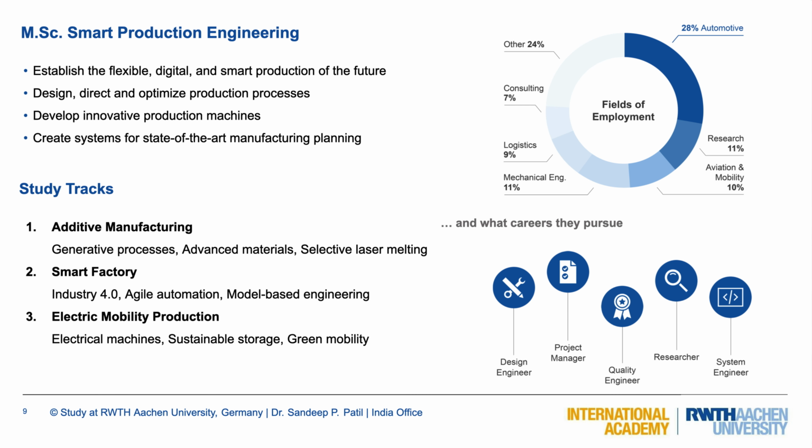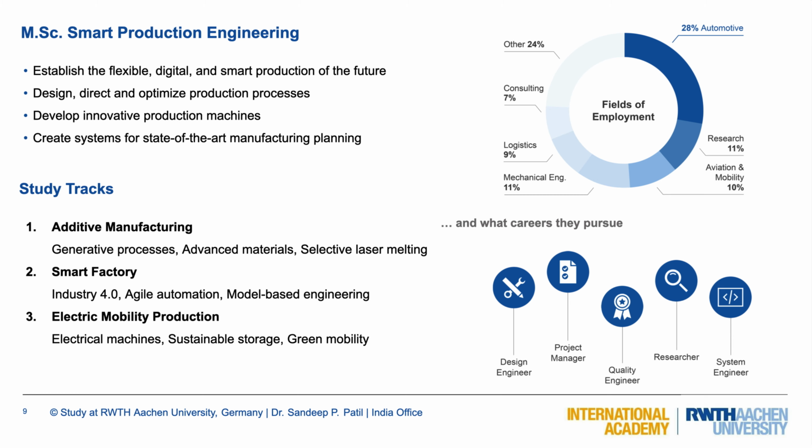Next one is production engineering. Smart production engineering is one of the interesting fields. You'll find it in Aachen. RWTH is one of the institutions providing this smart production engineering program. RWTH is one of the biggest in Europe providing solutions for production engineering, and they are the world leaders right now.